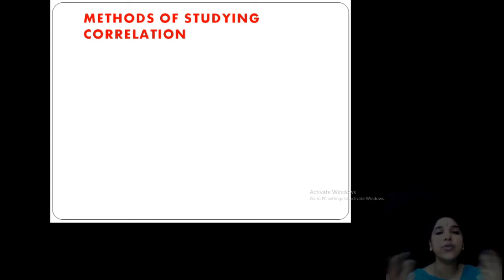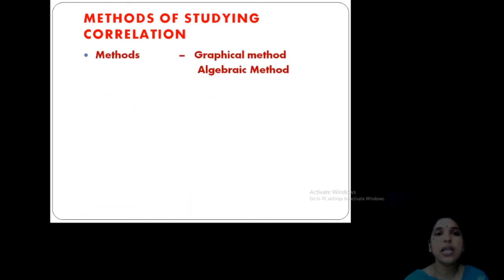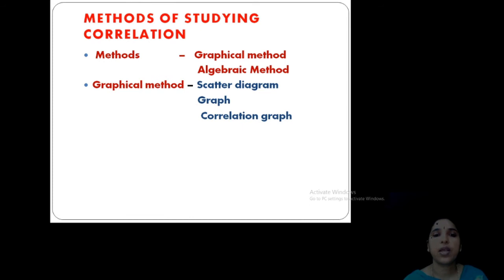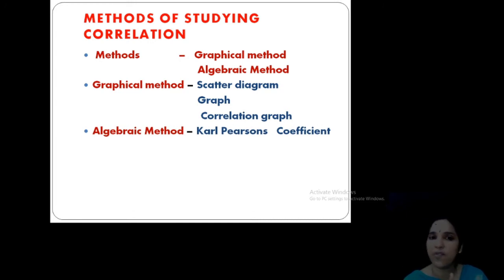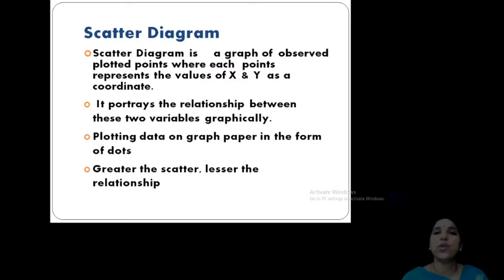Now, how can you study correlation? It can be studied by the graphical method and the algebraic method. What is the graphical method? There are three types: the scatter diagram, the graph and the correlation graph. The graph and correlation graph are the same, then the scatter diagram. Then the algebraic method: there are different ones, but for you only one method has to be studied, that is Karl Pearson's coefficient of correlation. Understood? Okay.